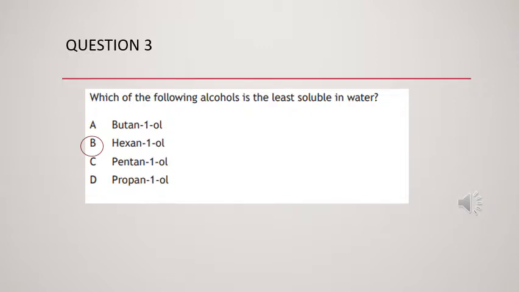The answer to question 3 is B. Hexan-1-ol. Remember, the solubility of the alkanols decreases as the number of carbon atoms increases, so the one that is least soluble will be the one with most carbon atoms. Butanol has 4 carbon atoms, pentanol 5, and propanol 3. Hexanol has 6 carbon atoms, so it will be the least soluble.